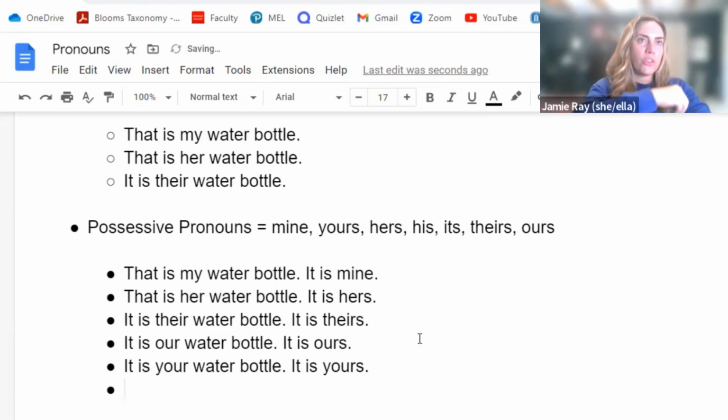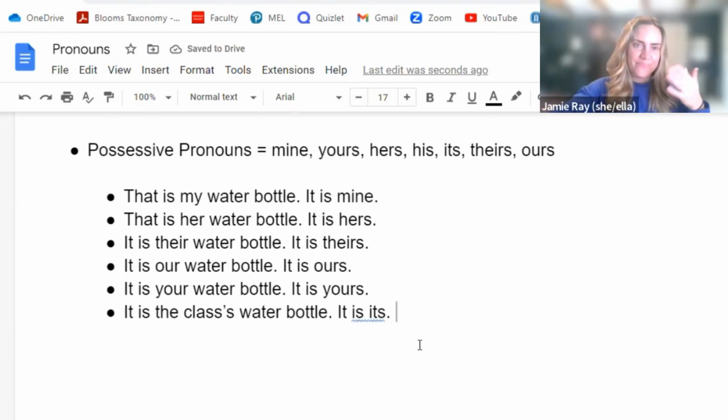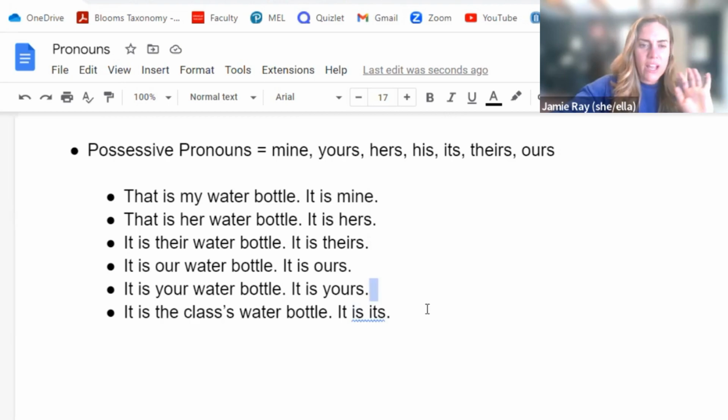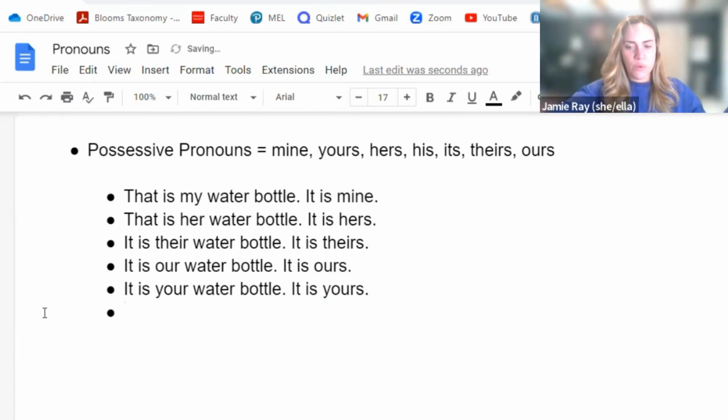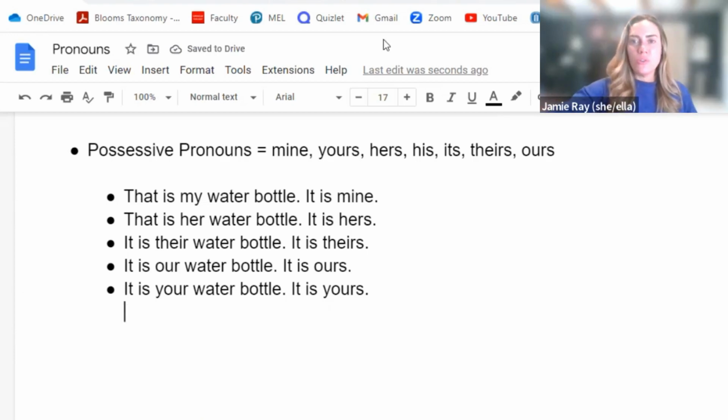Or if I'm talking about the water bottle of the table, I don't know, of the class, okay? It is the class's water bottle. It is its water bottle. I mean, this sounds weird, but it is grammatical. It is its, yeah. You know what, I'm going to take that out because we wouldn't say that. Okay, so, but let me show you this.